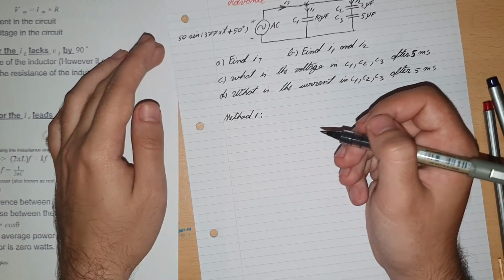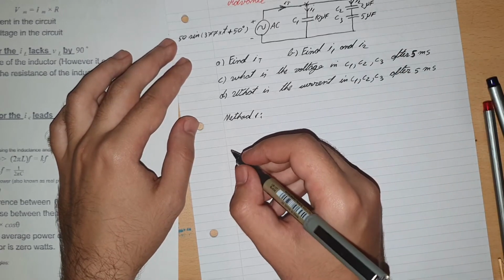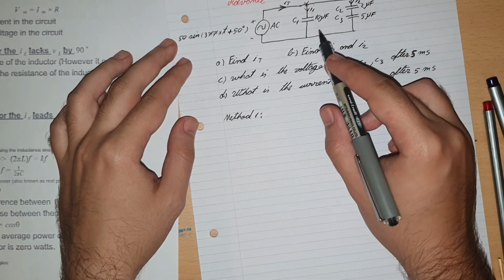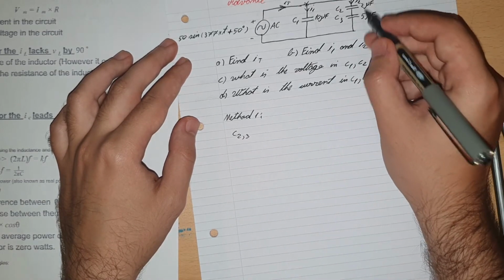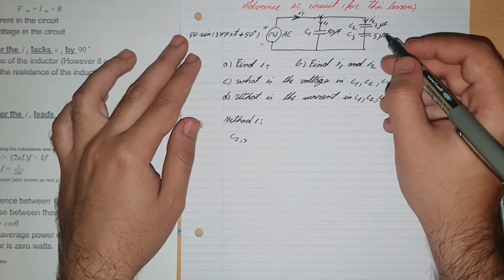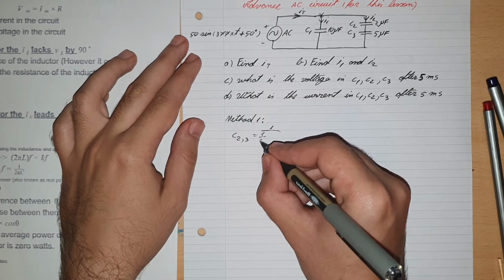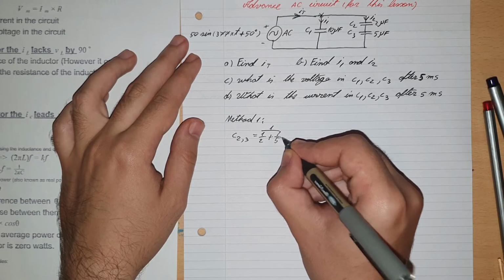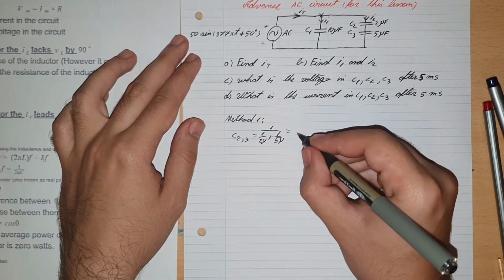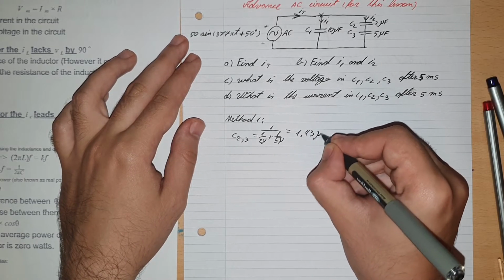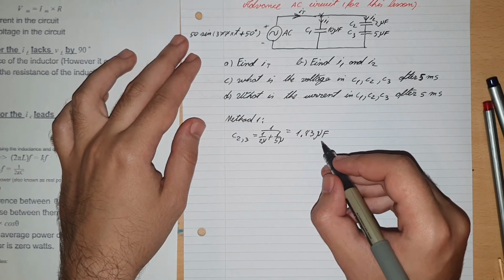we will use the total capacitance. So this 2 micro, this 5 micro, that's 10 micro. So let's see, C2 and C3, they are connected in series. So let's calculate these two that are connected in series first, which will be equal to 1 over 2 plus 1 over 5 micro, and that will give us 1.43 microfarads. These two capacitors combined together will give us 1.43 microfarads.